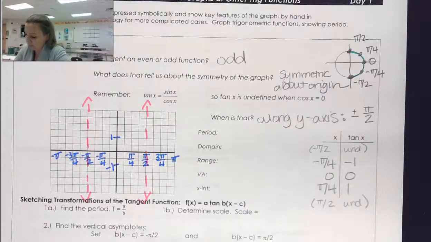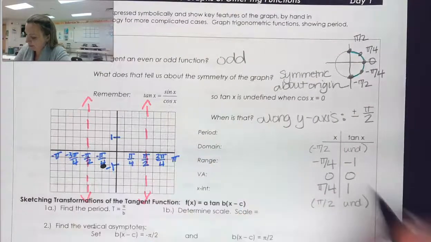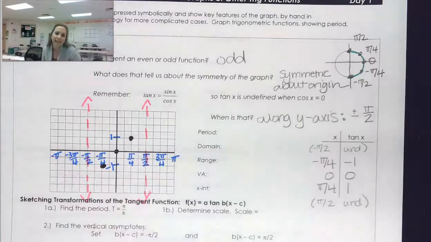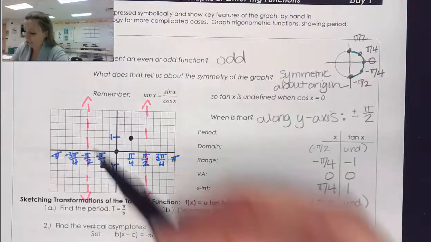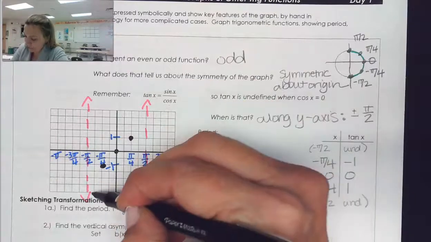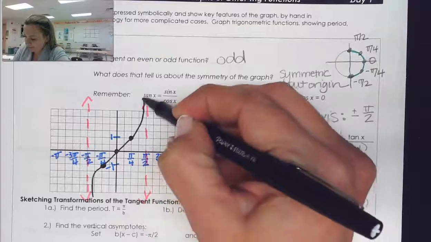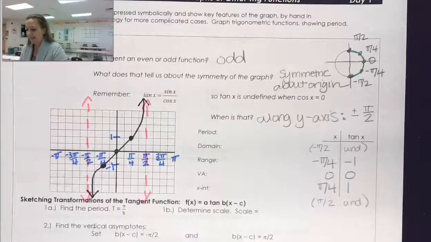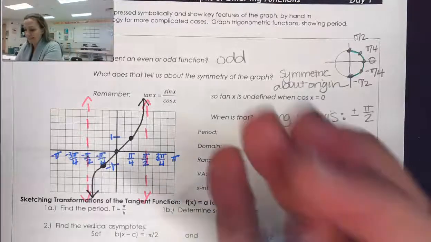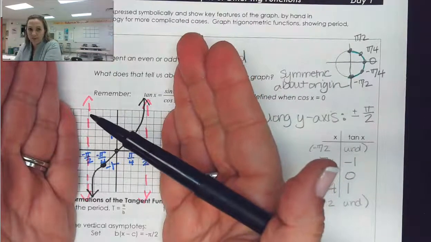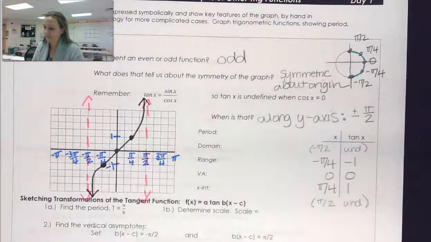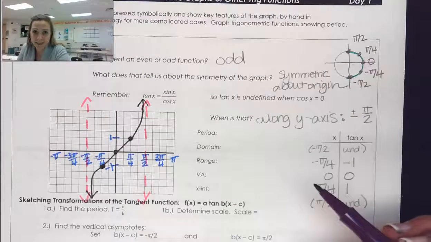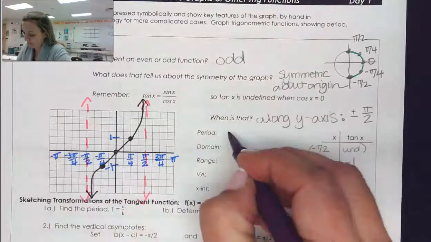If we plot negative pi over 4, negative 1, 0, 0, and then pi over 4, 1, notice it looks like a straight line, but actually the shape of the function looks something like this. It'll approach the asymptote on each of those sides, right? That's the shape of our tangent function. And then this is what repeats over and over again. So what that tells us about the tangent function is that the period is not 2 pi. The period of the tangent function is just pi.